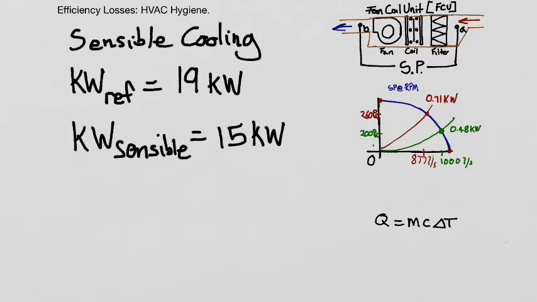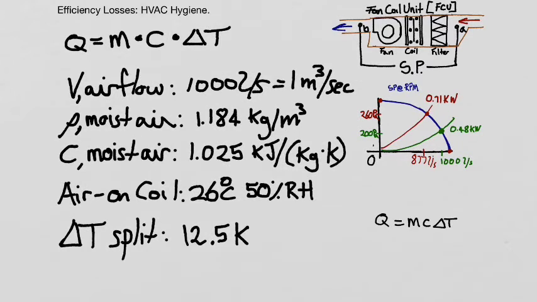What's left is 15 kilowatts of sensible heat, and that sensible heat is the drop in temperature you can feel from the air going onto our cooling coil and coming off. We're going to use the heat energy equation, which states that our watts or kilowatts of heat is equal to the mass of our medium times its specific heat times the temperature difference.